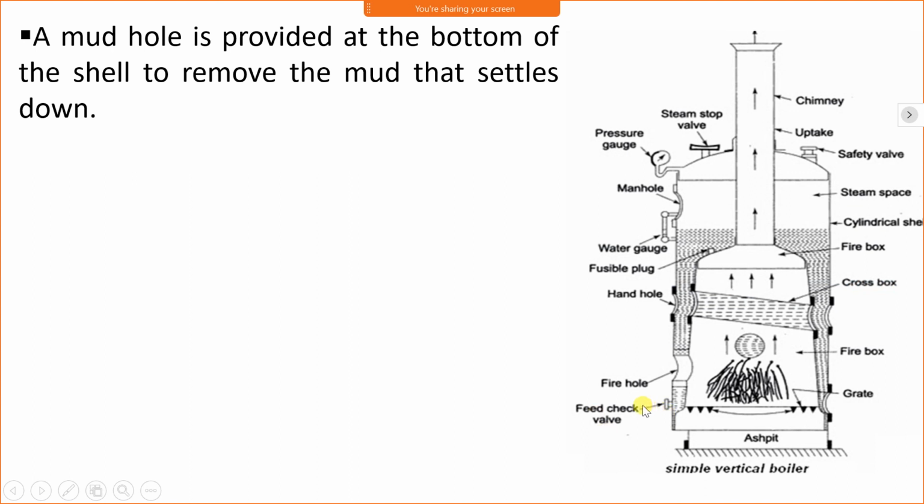Look here, the feed check valve is provided. The mud hole is not visible here, but it is also provided at the bottom of the shell, and is also called the blow off cock. The blow off cock is provided to remove the mud and sediment impurities collected at the bottom of the boiler.